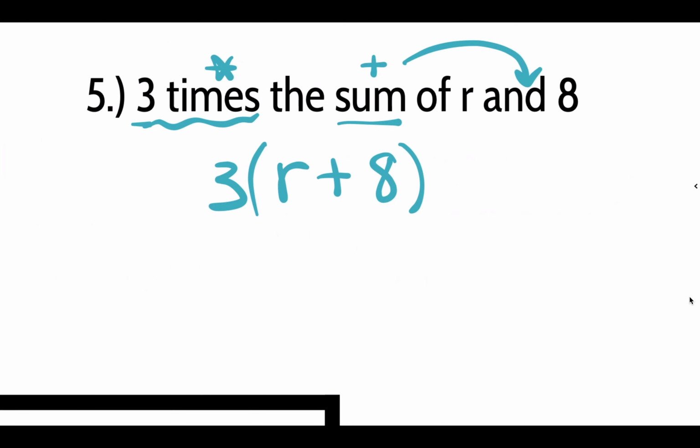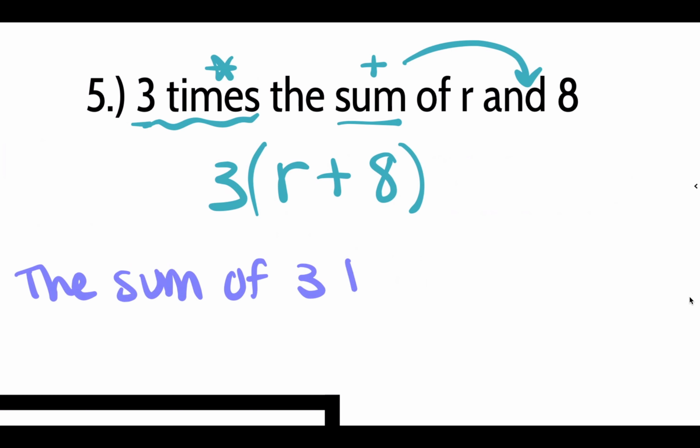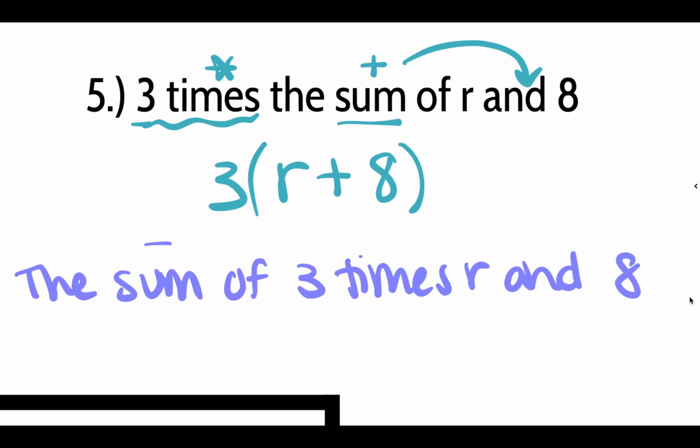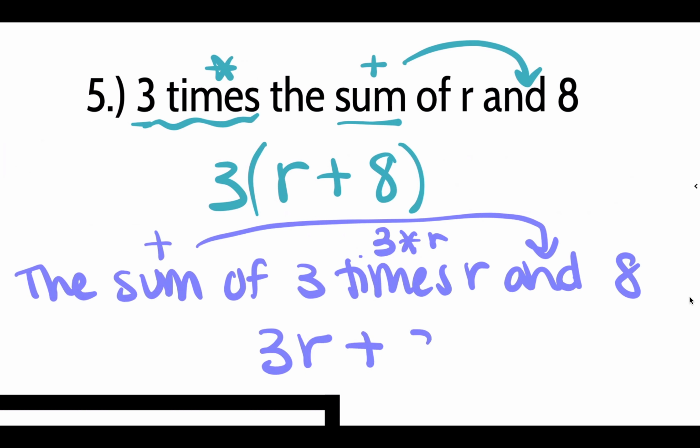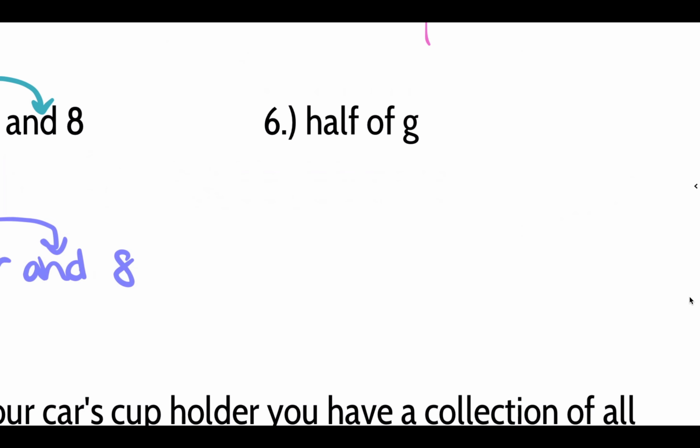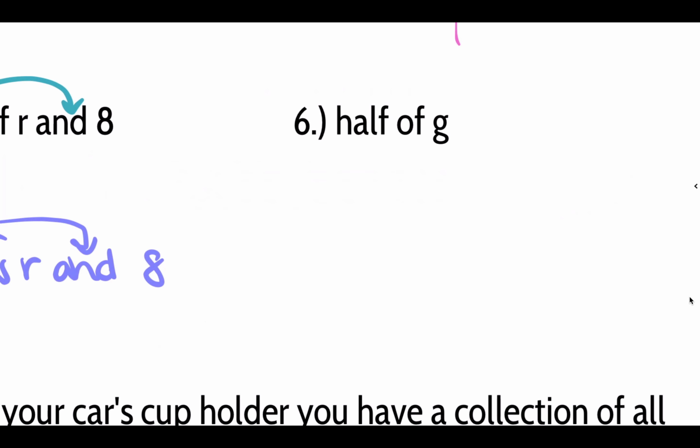If we had the sum of 3 times r and 8, that means the add goes here and the 3 and the r multiply. So this would be written as 3r plus 8. Okay, so look at the wording. It's a little bit tricky, but it is important. Okay, half of g, that just means g divided by 2.